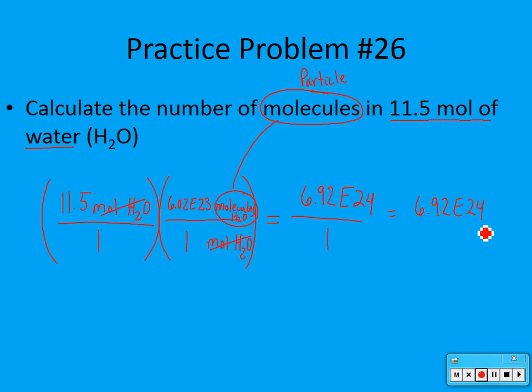But I also need to write the units. The units that you're going to end up with are on top, so that's molecules of H2O. Okay, so if we look at what we just did, if you start with 11.5 moles of water, you're going to have 6.92 times 10 to the 24th molecules of water.